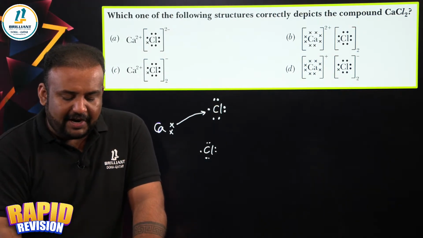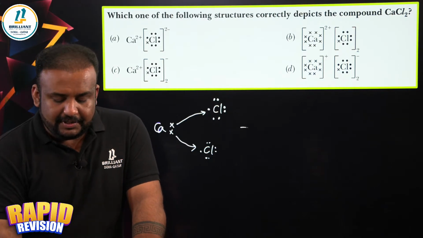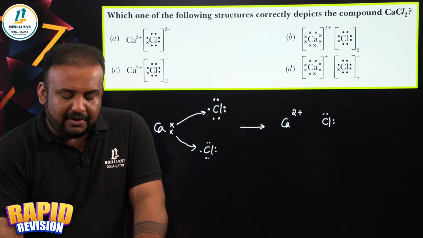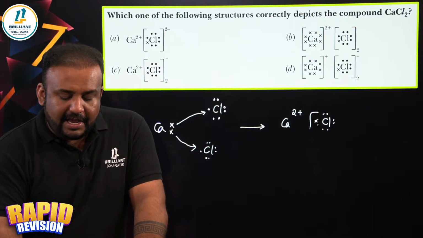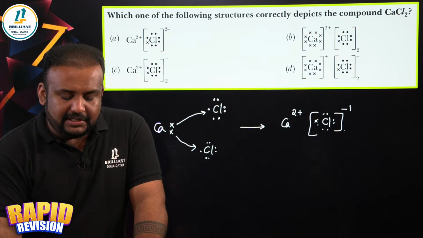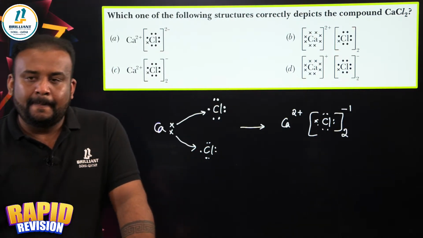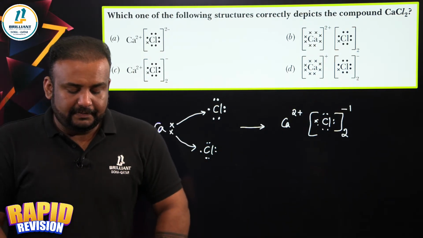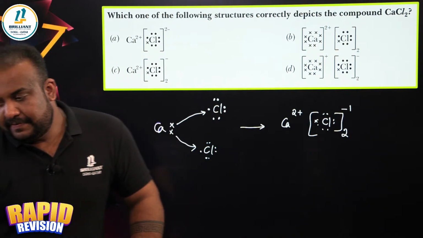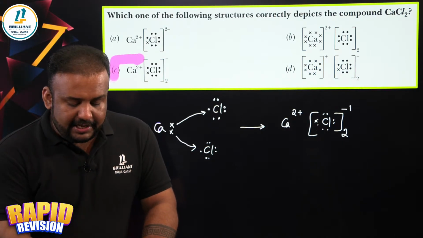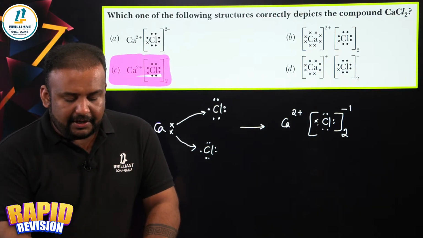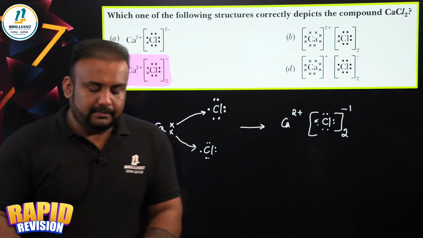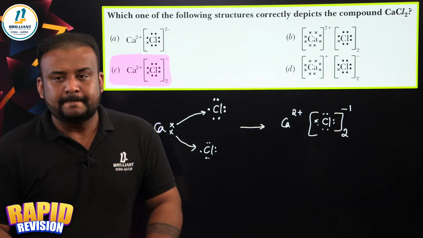So each chlorine accepts 1 electron from calcium, and then calcium will become 2 positive and each chlorine will have 8 electrons in its outer shell and 1 negative charge, 2 of them total. Is that clear to everyone? So which is the right representation? Yes, very good. Option C is the right way of representing the electron dot structure. Any doubts in this?